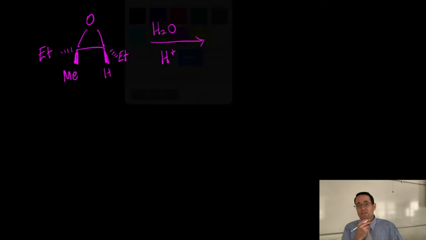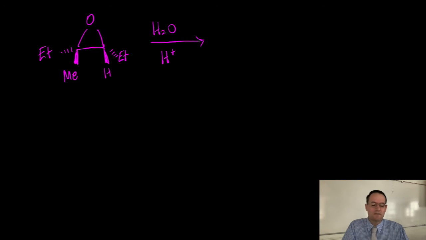All right, so we have water and H+. Remember, H+ is the catalyst. And so we're not going to do the mechanism here. We're just going to think through and figure out where things go and what the stereochemistry is. So this carbon right here is tertiary. This carbon right here is secondary. Okay? So this is the carbon atom that we want to attack.